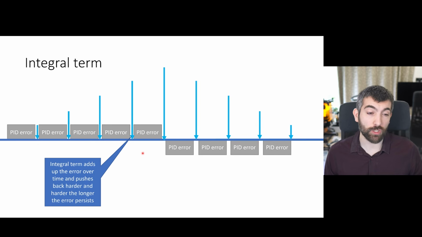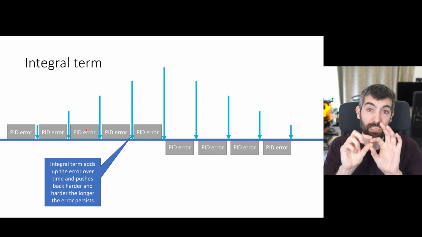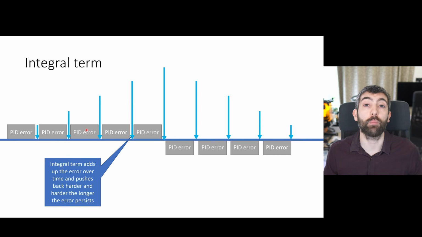So this means if we have a small amount of PID error over a long period of time, the I term will start pushing back harder and harder until that error reduces to 0. And this is really useful for dealing with a sort of fixed offset, a systematic offset in the PID error that can't be removed by just the P term alone. Eventually the I term is going to build up to the point where it can minimize that error to 0.